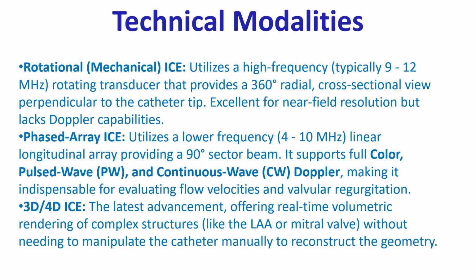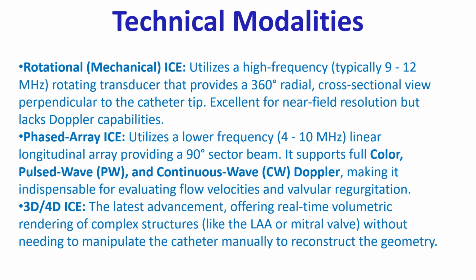Modern intracardiac echo technology generally falls into two categories based on transducer design. Rotational mechanical intracardiac echocardiography utilizes a high-frequency, typically 9 to 12 MHz rotating transducer that provides a 360 degree radial cross-sectional view perpendicular to the catheter tip. Excellent for near-field resolution but lacks Doppler capabilities.